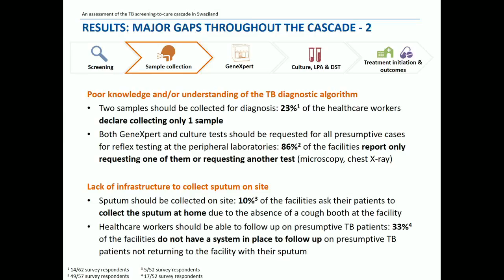One of the main contributing factors to lack of adherence to the national diagnostic algorithm goes hand in hand with poor or weak infrastructure at facility level, which does not allow for infection prevention and control measures to be adhered to when it comes to sputum collection. So a majority of patients are sent back home and are then requested to collect their sputum at home and to return to the facility with their sputa before TB testing can be undertaken. And we found that to be one of the challenges resulting in the initial loss to follow-up.